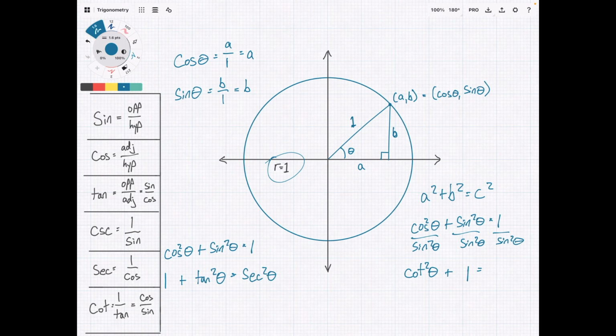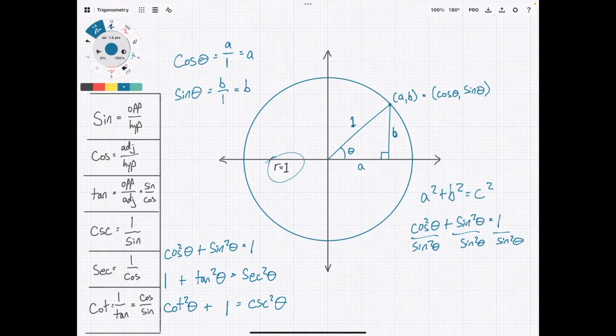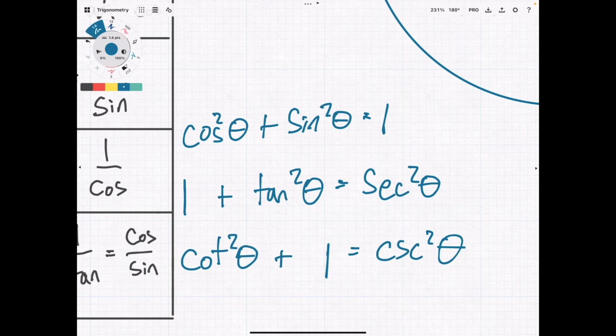And then we have 1 over sine, which is cosecant. So, or 1 over sine squared. So this is going to be cosecant squared theta. I'm going to take this, pop it over here. And basically, we've just used the unit circle to quickly derive all of the Pythagorean identities.